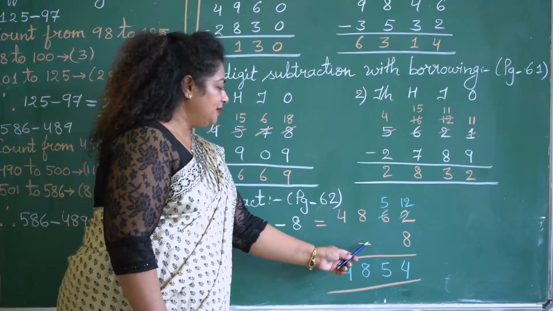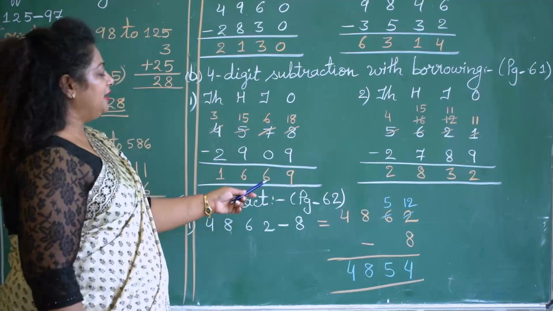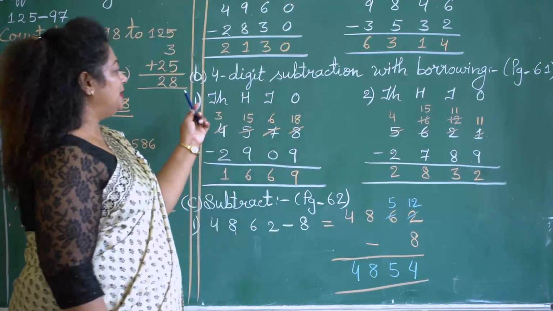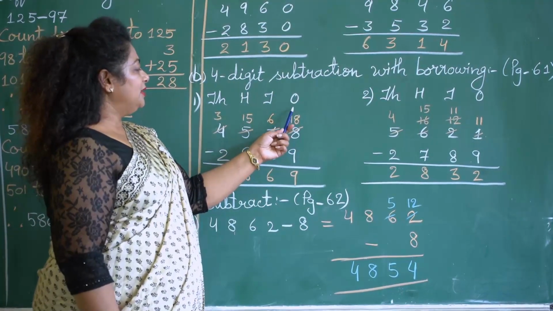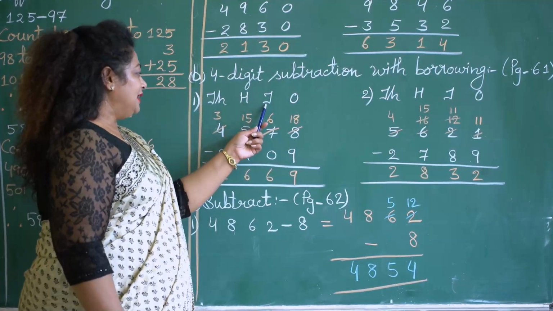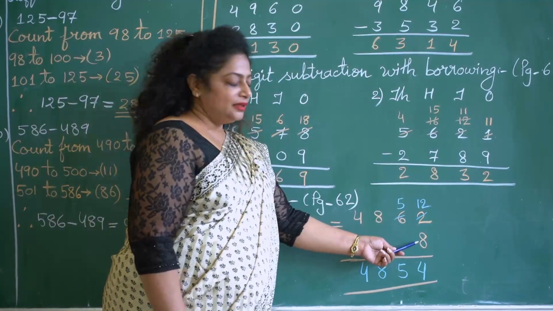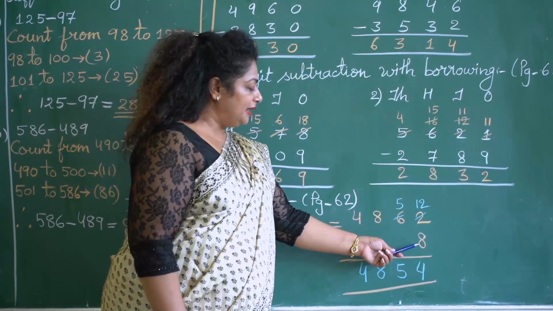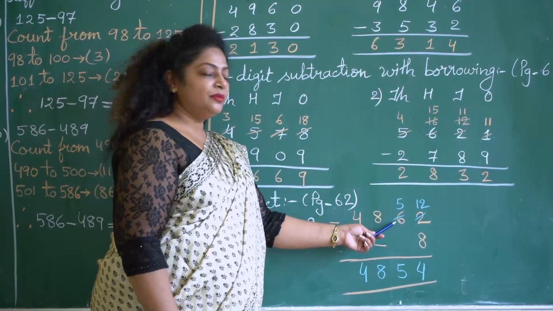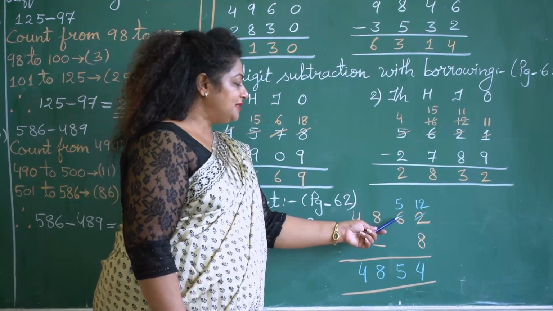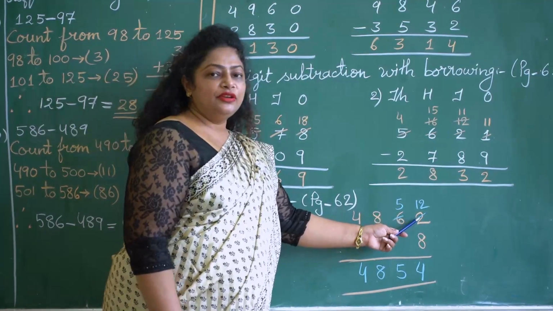4862 minus 8. Children, I am not writing here the places because you already know the places. That means the number here is at ones place, then tens, then hundreds, then thousands. So can you see this number? This number 2 is smaller than 8. That means we have to borrow a number from 6. So the number 6 itself will become 5 and 2 will become 12.